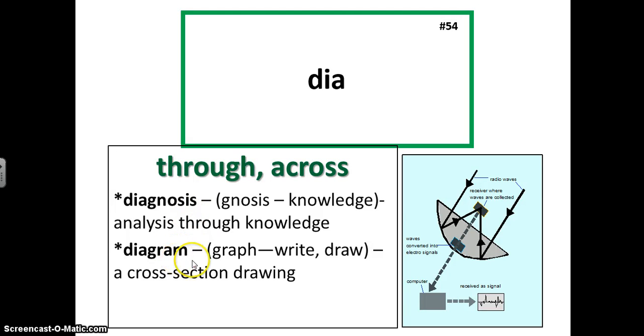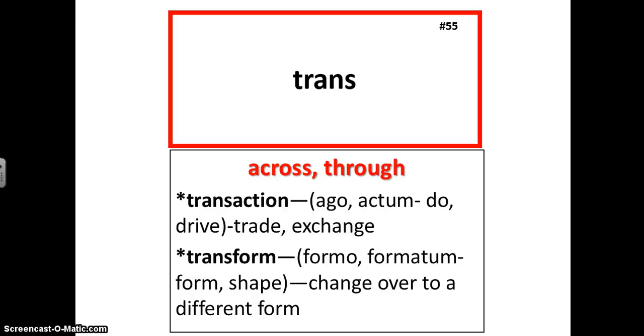Let's look at diagram. If you remember last year, you did graph, to write or to draw. Let's look at diagram. It's a drawing, and through this drawing, we get knowledge. You're used to seeing cross sections, other diagrams. Through those visuals, we get knowledge. Diagram. Let's move to the last one. Our last one also means across and through, but at this time it's Latin. Trans.